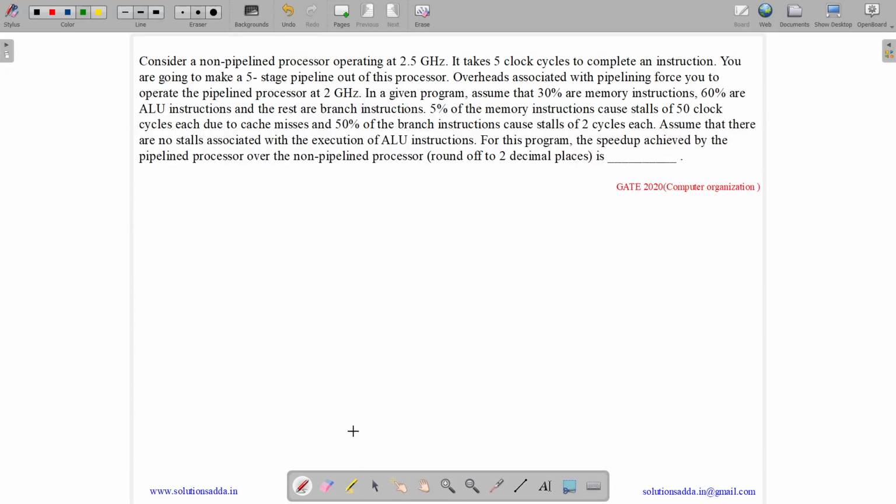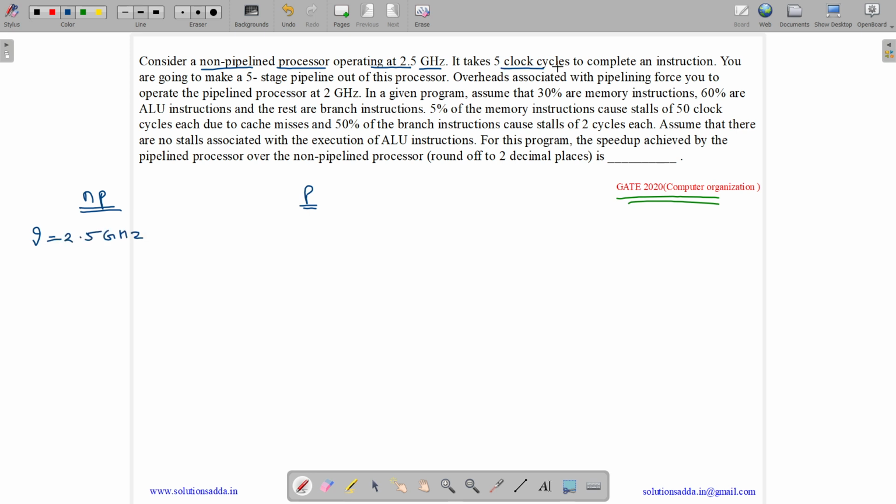This question belongs to the computer organization subject and was asked in GATE CSE 2020. The question states, consider a non-pipeline processor operating at 2.5 GHz. So we have a non-pipeline processor and we have a pipeline processor. The non-pipeline processor is operating at 2.5 GHz.